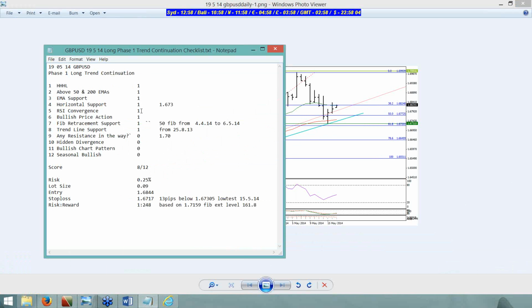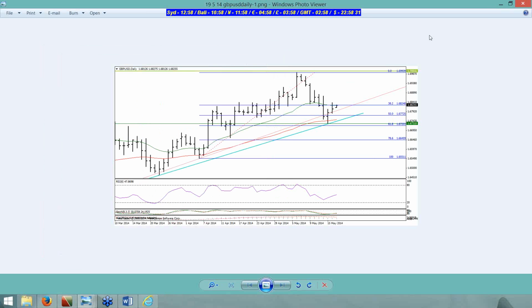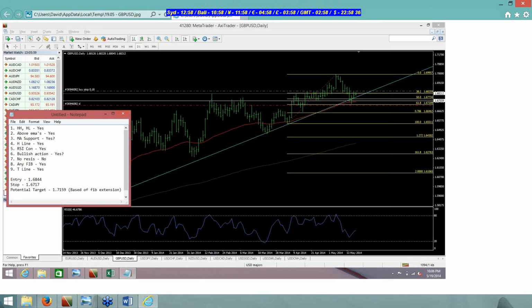Horizontal above support, horizontal support, convergence, bullish pricing, hidden divergence. Well, there's hidden divergence there, mate. And yes, you don't give that a point. That's good, I'm glad you picked that up. Trend line, yeah. Fib retracement, cool. And just the hidden divergence, I would have said. Risk 0.25, cool. That's great. Good stuff. Vast improvement, mate, from when we first were getting these from you. Right, let me go and see what I've done with that other bloke's.